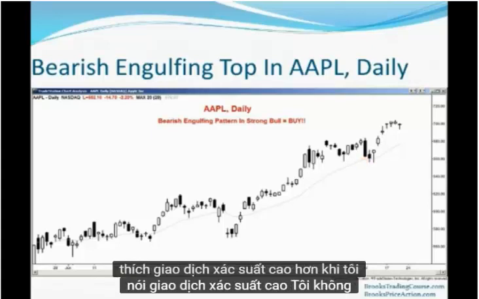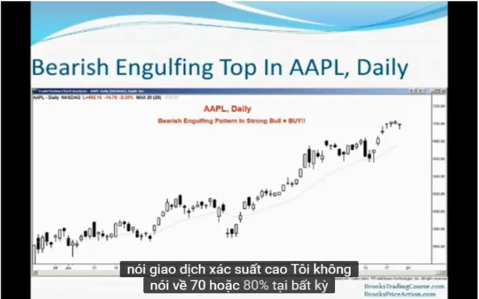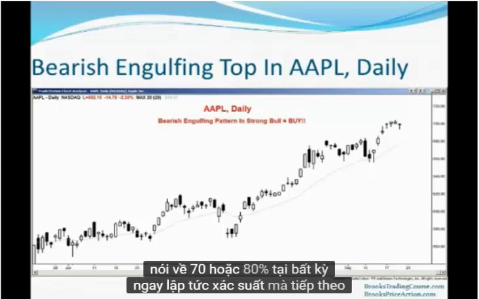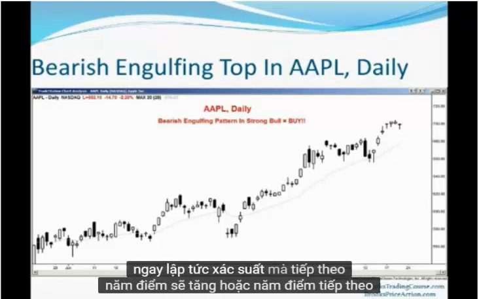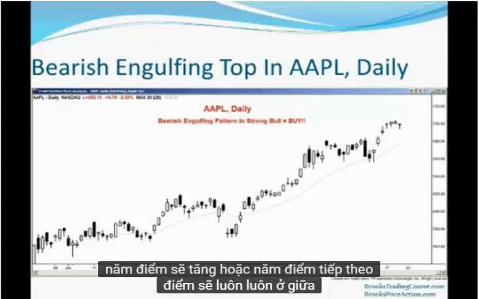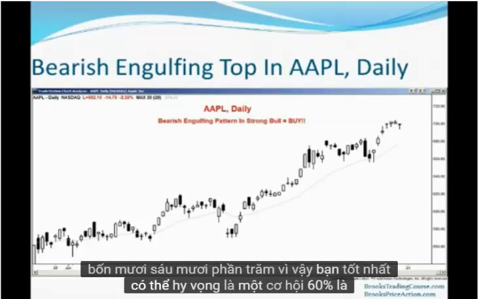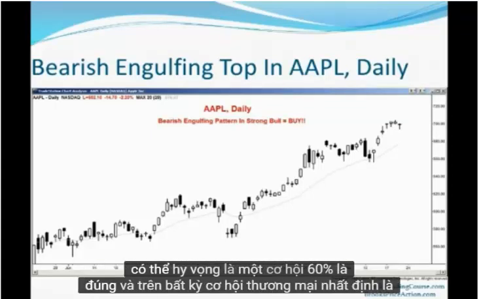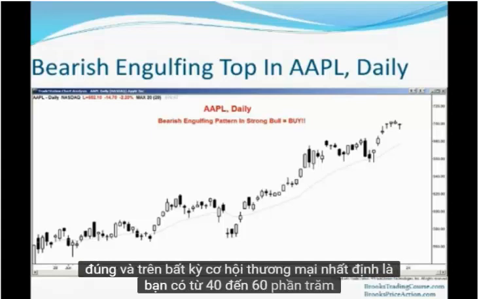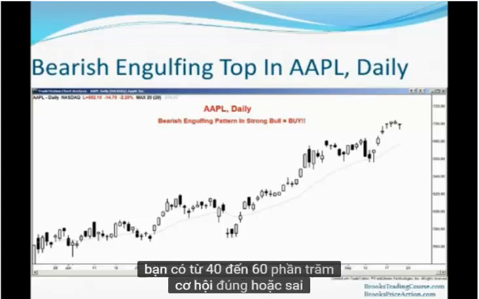When I say high probability trades, I'm not talking about 70 or 80%. At any given instant, the probability that the next 5 points will be up or the next 5 points will be down is always between 40 and 60%. So the best you can hope for is a 60% chance of being right, and on any given trade, chances are you have between a 40 and 60% chance of being right or being wrong.